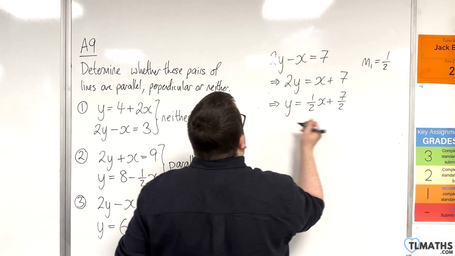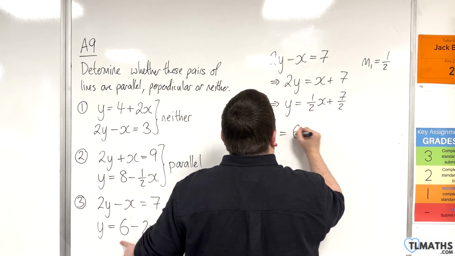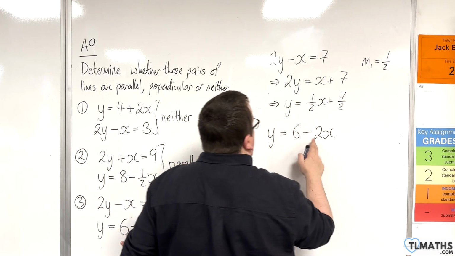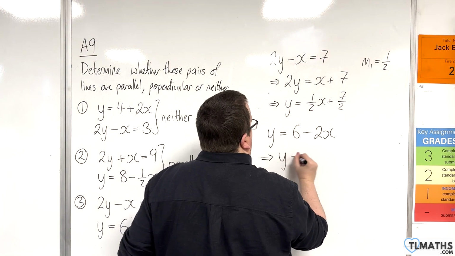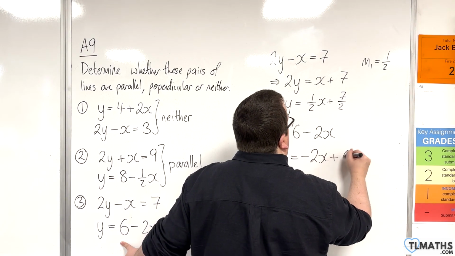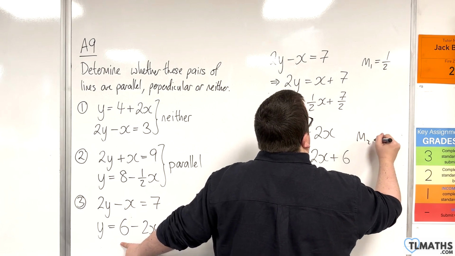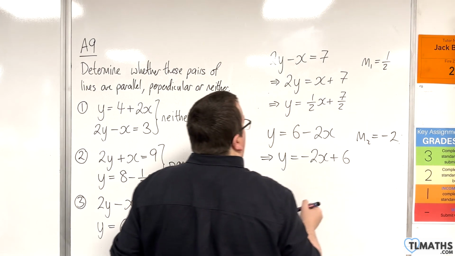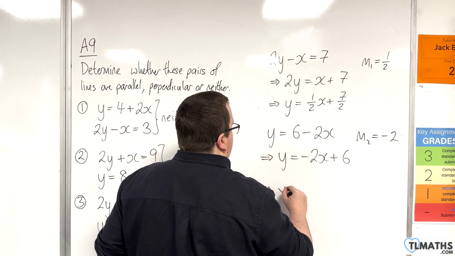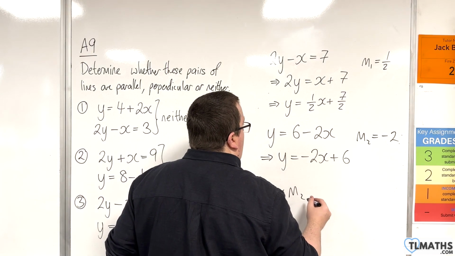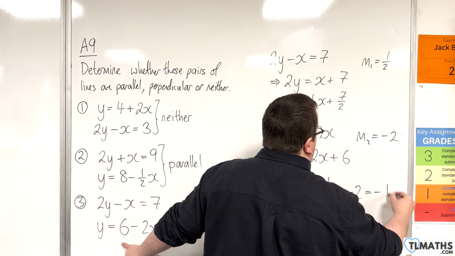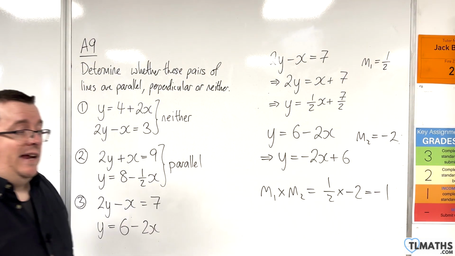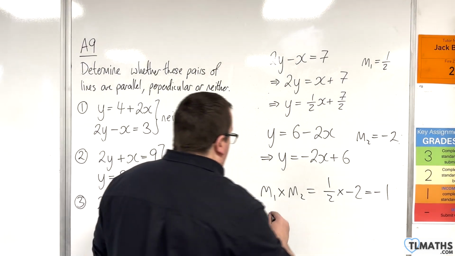For the second line, we can see that the gradient is -2. You could also write that as -2x plus 6 if you prefer. So the second gradient is -2. Now here, if we multiply those two gradients together, we get 1/2 times -2, which is -1. So that is telling me that they are perpendicular.